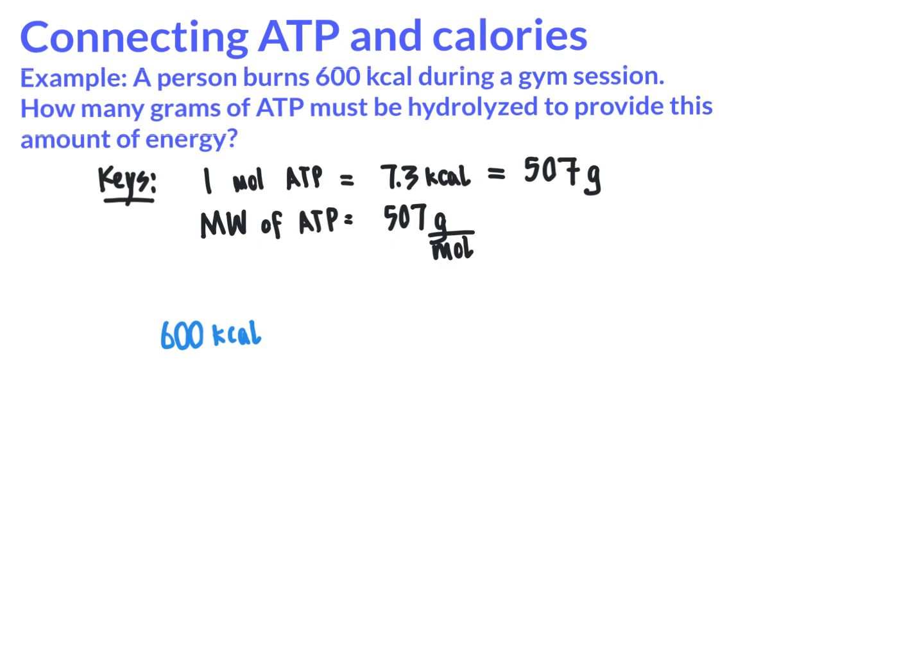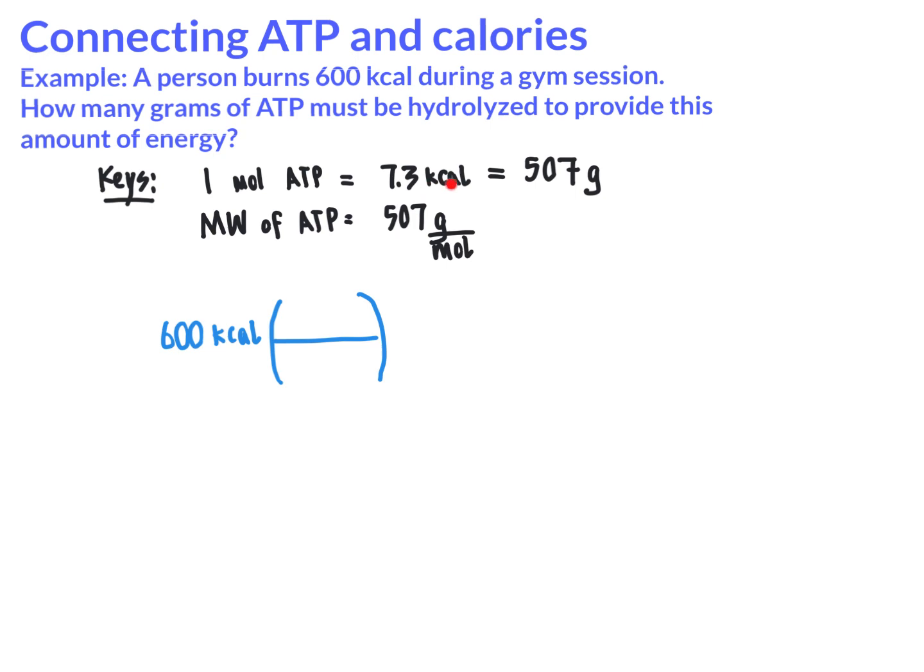And we know the relationship between kilocalories, moles of ATP, and grams. It's all listed for us up here, where we said that these three terms were equivalent. So if we have 600 kilocalories, then we can start using proportions of these two or three things here. So 600 kilocalories, and we want to know how many grams of ATP that corresponds to.